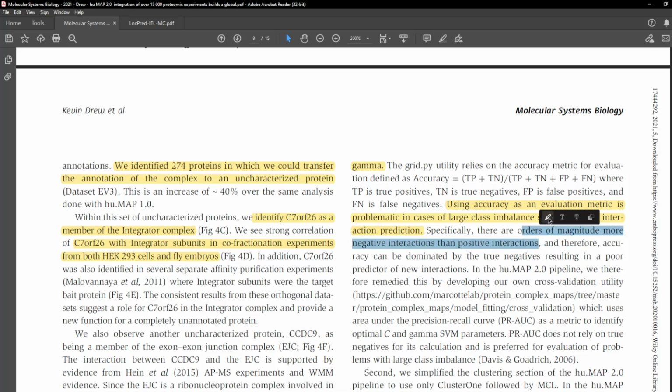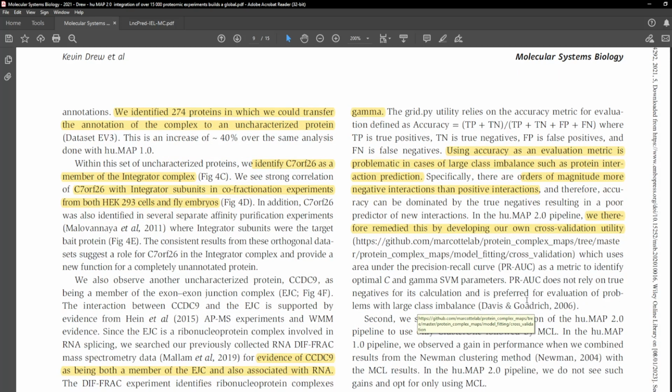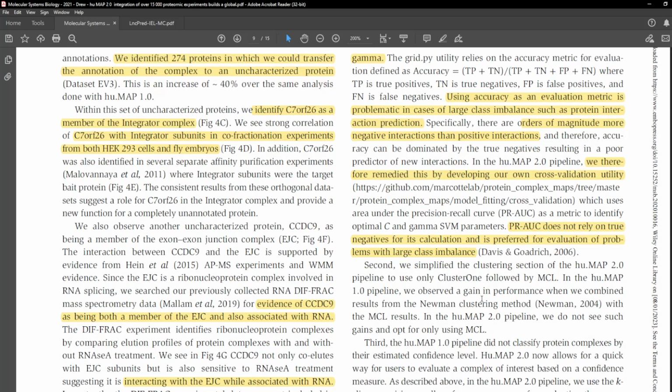In the Hu.MAP 2.0 pipeline, we therefore remedied this by developing our own cross-validation utility, https://github.com/marketLab/protein_complex_maps/tree/master/protein_complex_maps/model_fitting/cross_validation, which uses area under the precision recall curve, PRAUC, as a metric to identify optimal C and gamma SVM parameters. PRAUC does not rely on true negatives for its calculation and is preferred for evaluation of problems with large class imbalance, Davis and Goadrich, 2006.